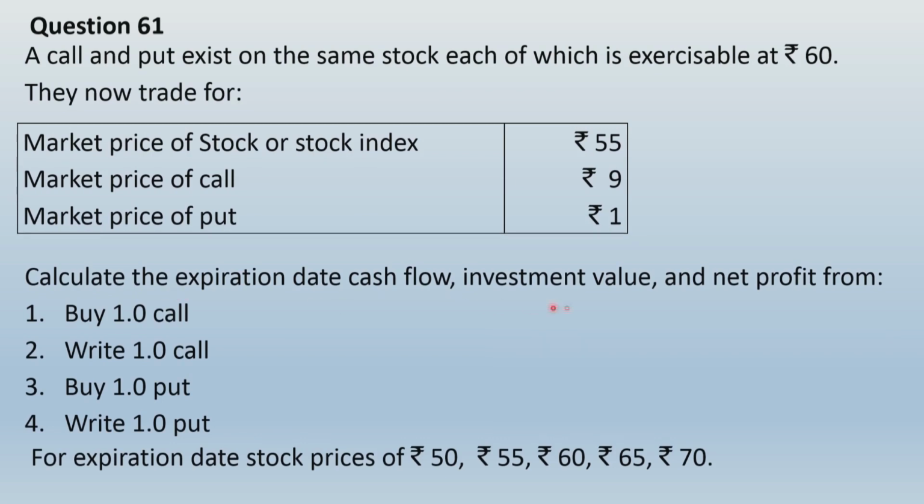Calculate the expiration date, cash flow, investment value and net profit from 4 of these alternatives, that is buy one call, write one call, buy one put and write one put. For expiration date, stock prices of 50, 55, 60, 65 and 70. So friends, there are in total 4 scenarios. Buy one call means holding one call option, write one call means writing a call option, then holding a put option and writing a put option. 4 different scenarios, and in each scenario we have to show impact of these 5 different market prices on the profitability of the investor. So let us see how to present the solution.